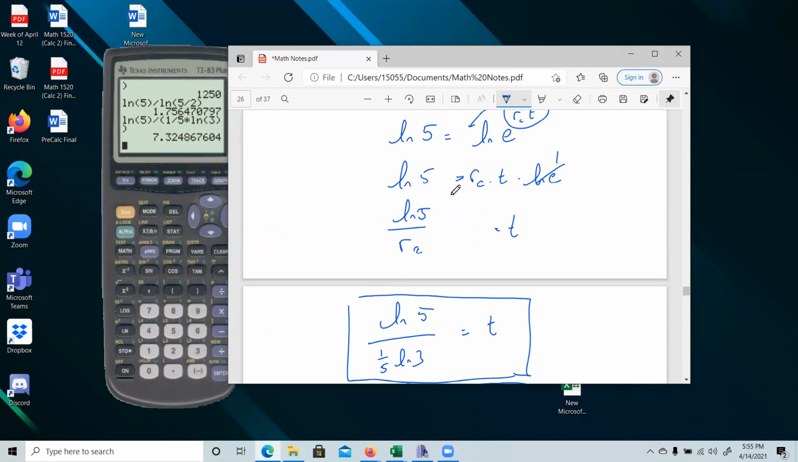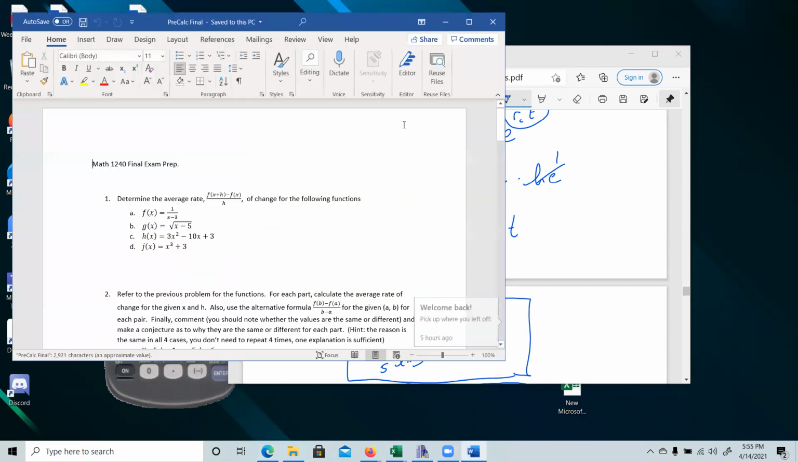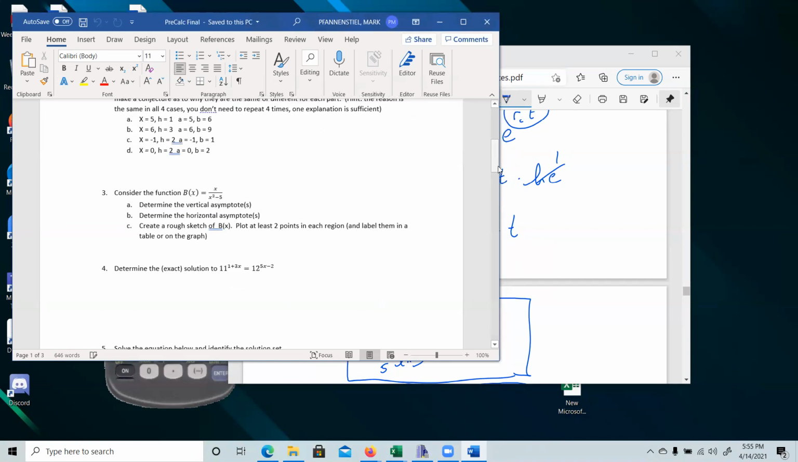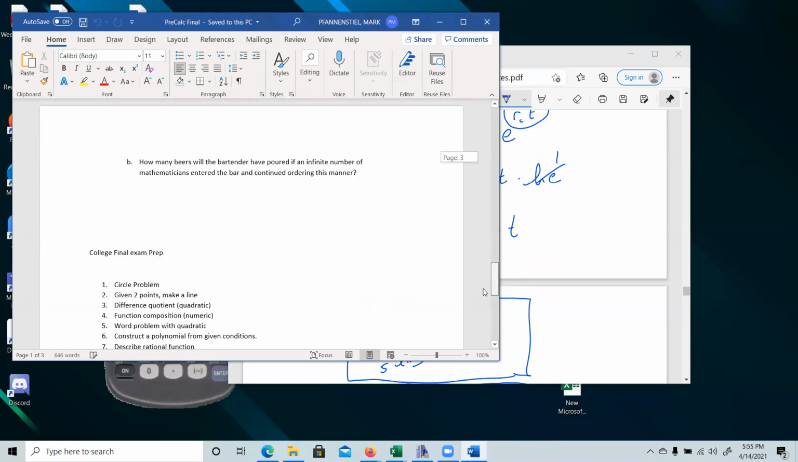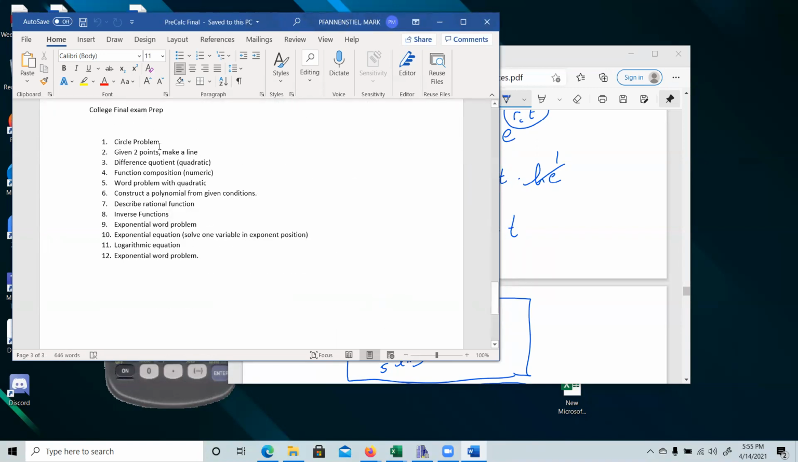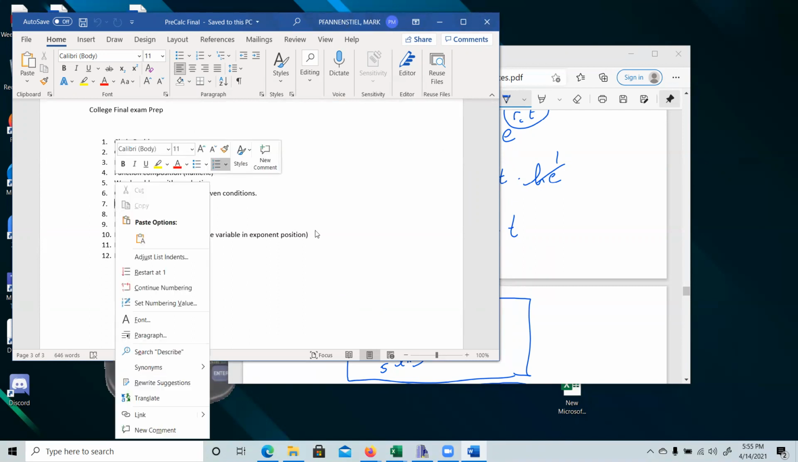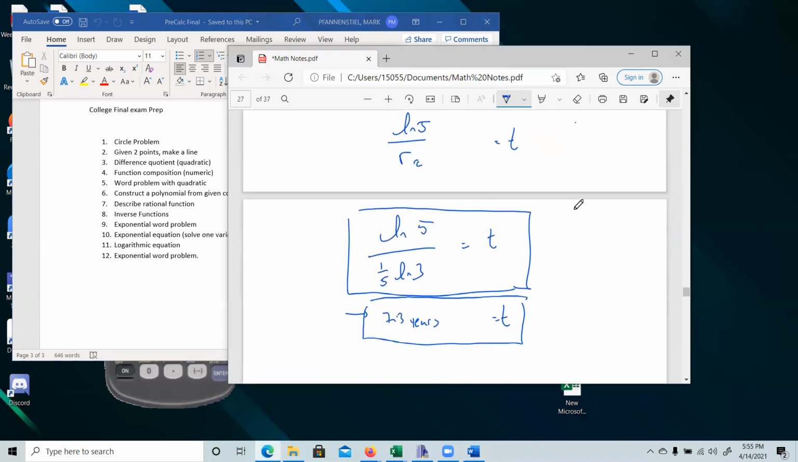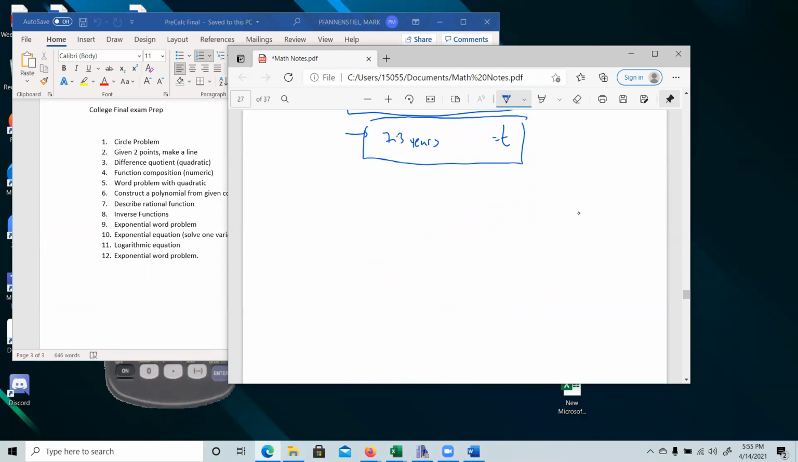Let's see here. What did I do with you guys? I think I posted you guys to the bottom of this one. I did. Let's see here. Difference quotient, composition.